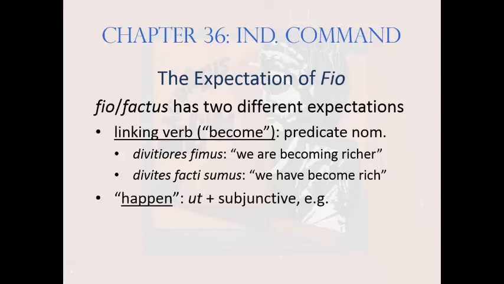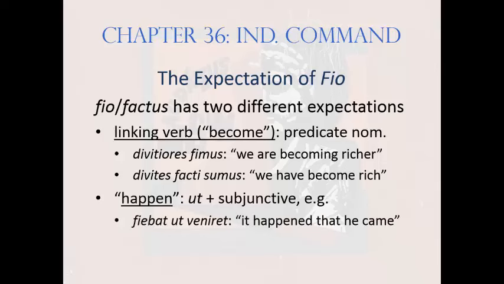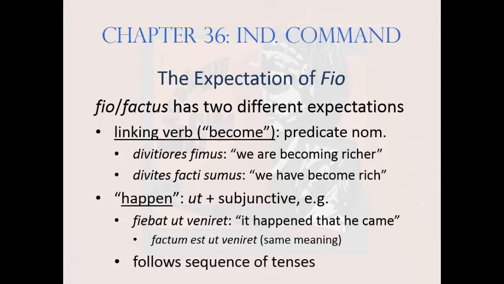When a Roman used fio in its other major meaning, happen, it was usually followed by ut plus the subjunctive, and had the sense "it happens or happened that," as in fiebat ut veniret, meaning "it happened that he came," or in the perfect, factum est ut veniret, which has the same meaning. Like most ut clauses that take the subjunctive, this one follows sequence of tenses. And that's it, the end of the grammar for this chapter.